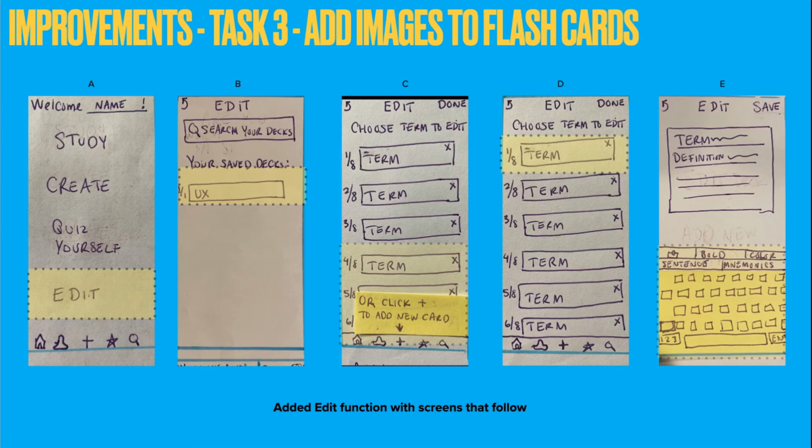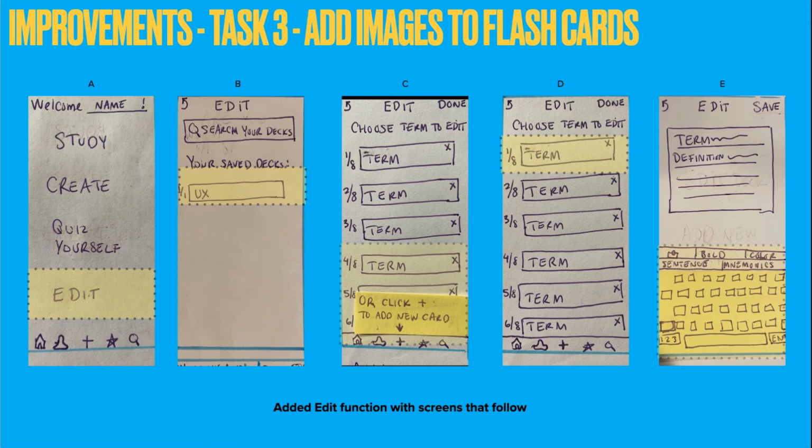Here are the improvements made based on task 3. The user had complained about the inability to add a photo to existing cards. Based on this information, I added the edit function to the home page in wireframe A. I also built out new wireframes that would flow from the edit function. Wireframe B presents the user with the option to quick search for a specific deck, and it also displays all of the decks they have created as highlighted in yellow.